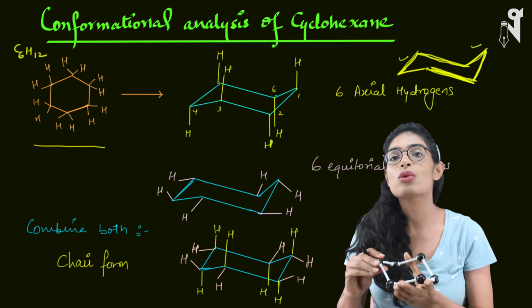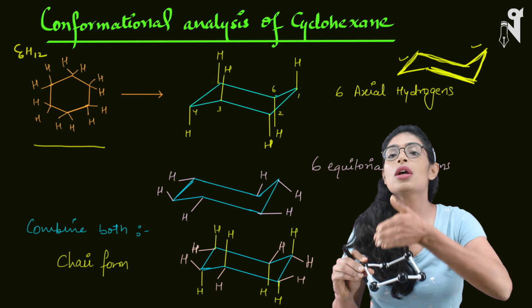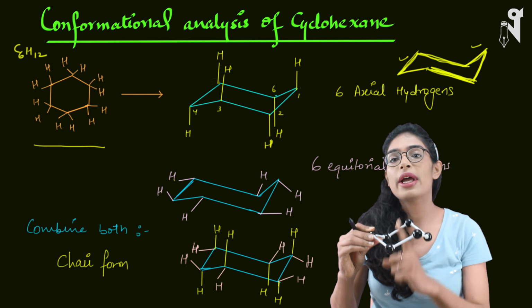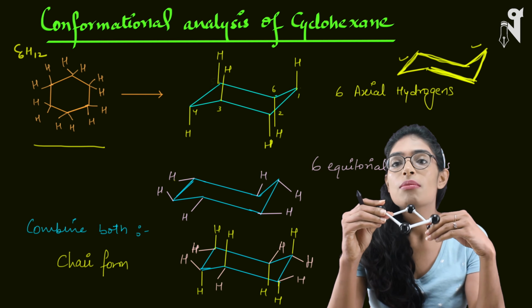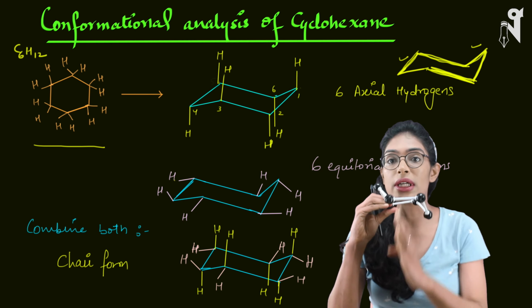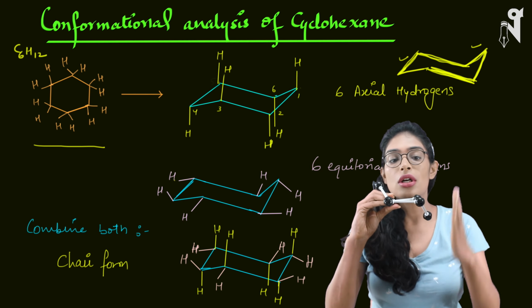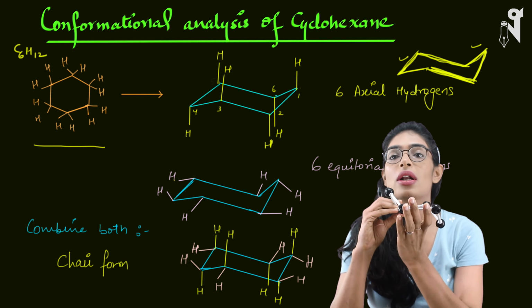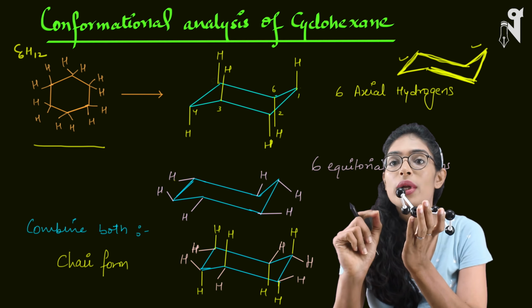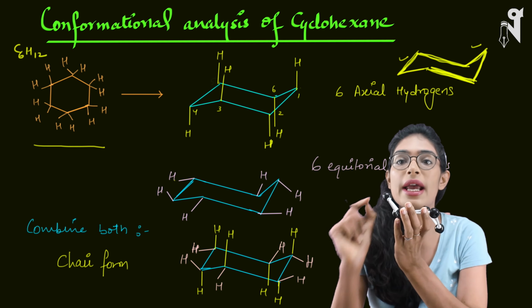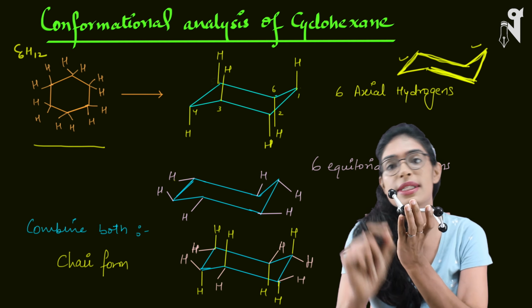Axial hydrogens means the hydrogens which are parallel to the axis which is going through the center of your molecule. Axis means vertical axis. Okay, so with the vertical axis going from the center, the 6 hydrogens you will place one on each carbon, which will be parallel to the axis which is going through the center.